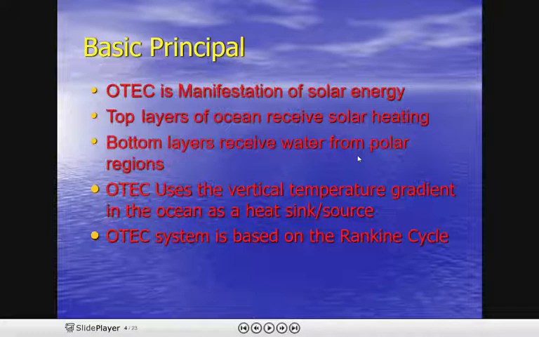Basic principle of the OTEC. OTEC is a manifestation of solar energy. The top layer of the ocean receives solar heating. The bottom layer receives water from the polar region. OTEC uses the vertical temperature gradient in the ocean as a heat sink. The OTEC system is based on the Rankine cycle.